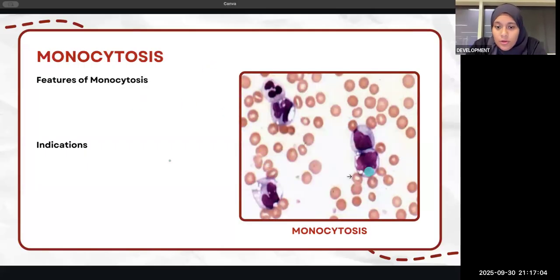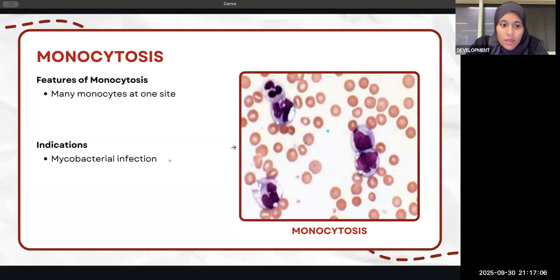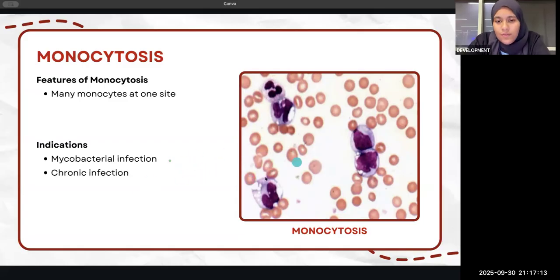Monocytosis. You have lots of monocytes over here, and this is an indication of mycobacterial infection or chronic infection. When you have an infection for a severe, long time, that's monocytosis.